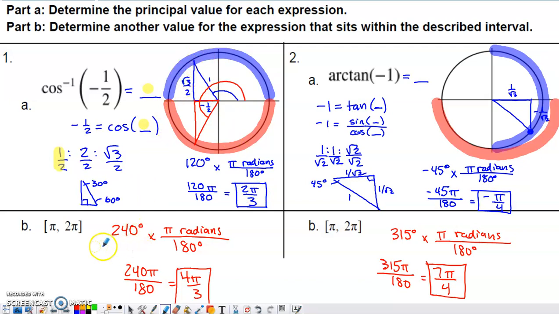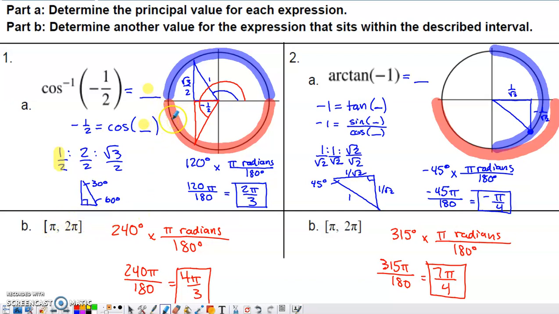Now in part B, we turn around and say, okay, let's find another answer for this that the calculator won't give you. We want this answer to be between pi and 2 pi. So I still want cosine to equal -1/2, but now my angle, my answer, has to be between pi and 2 pi.